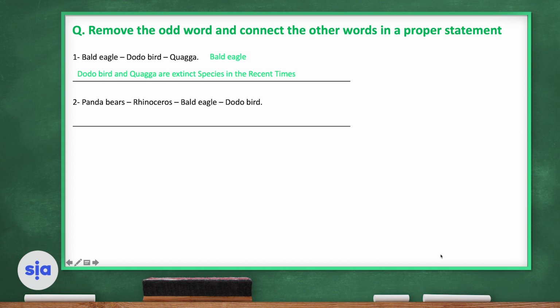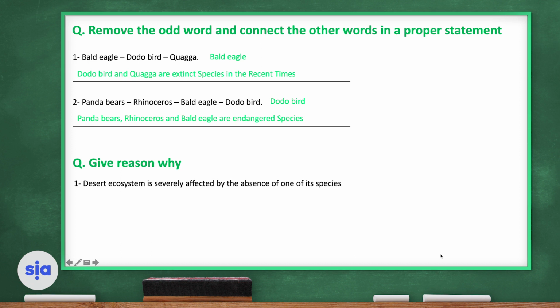Number 2, panda bears, rhinoceros, bald eagle, and dodo bird. Which is odd? Dodo bird, because panda bears, rhinoceros, and bald eagle are endangered species. They still exist.